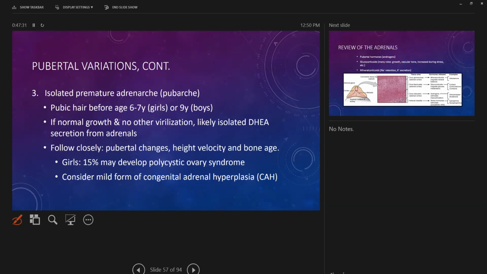Pubertal variations, so isolated premature adrenarche. So what's the definition of that? So pubic hair before age 6 to 7 in a girl and 9 in a boy. If normal growth and no virilization, isolated DHEA secretion from the adrenals should be suspected. We want to closely follow these kiddos, watch their height velocity and bone age. And with girls, 15% may develop polycystic ovarian syndrome, so that's something that we need to keep in mind. We'll keep it in mind that there may be some mild forms of congenital adrenal hyperplasia.